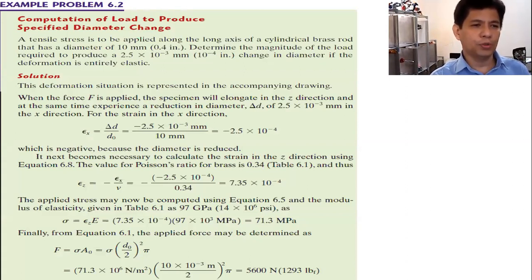Computation of load to produce a specified diameter change. A tensile stress is to be applied along the long axis of a cylindrical brass rod that has a diameter of 10 millimeters. Determine the magnitude of load required to produce a 2.5 times 10 to the negative 3 millimeter change in diameter if the deformation is entirely elastic.